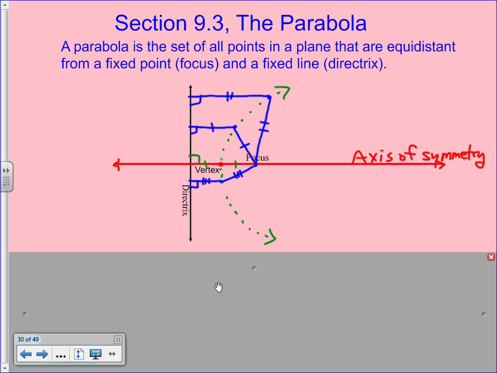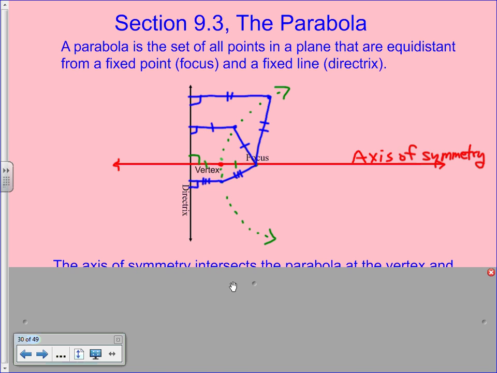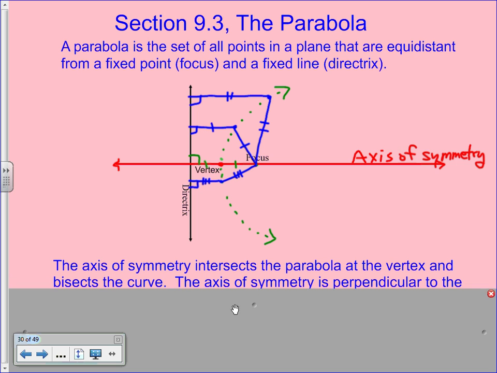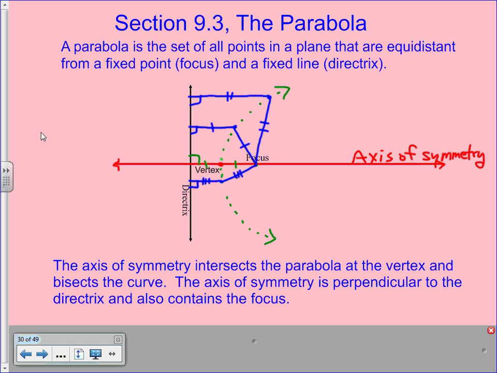Okay, so there's the definition. I'm sure you sketched that, and we'll move on. The next question says, describe the axis of symmetry, the directrix, and how they are related to each other and to the parabola. So here's the description. The axis of symmetry intersects the parabola at the vertex and bisects the curve. The axis of symmetry is perpendicular to the directrix and also contains the focus. So we said that as we described it in the diagram, and so write those sentences now into your notes.